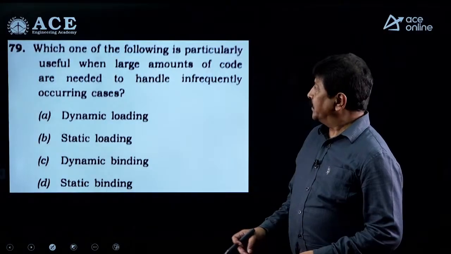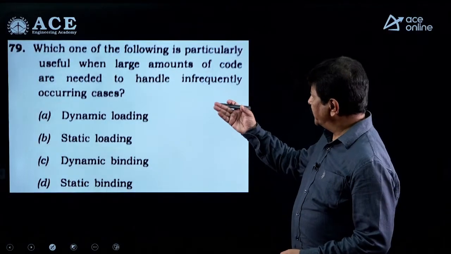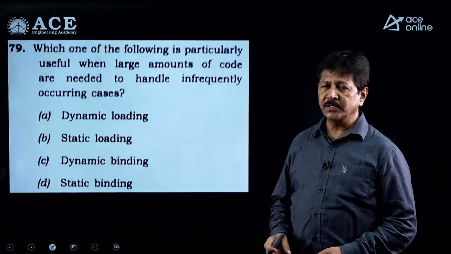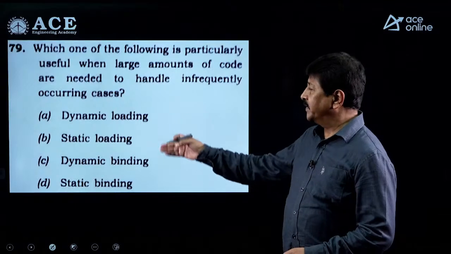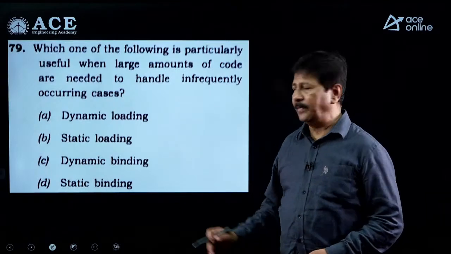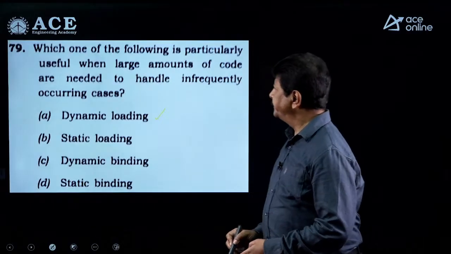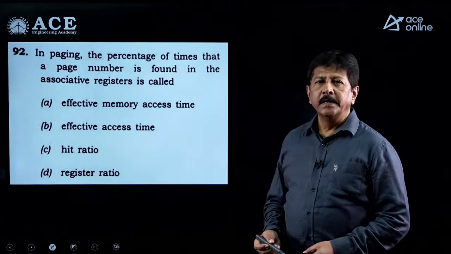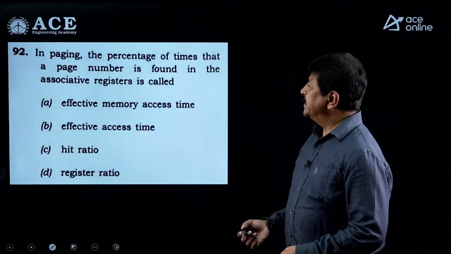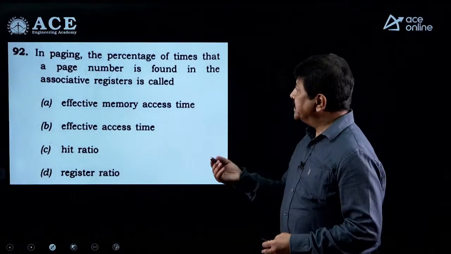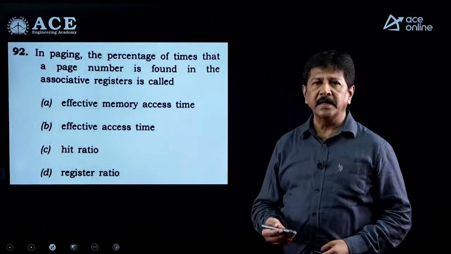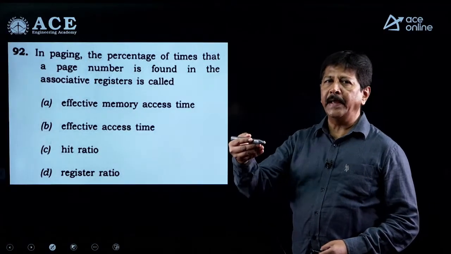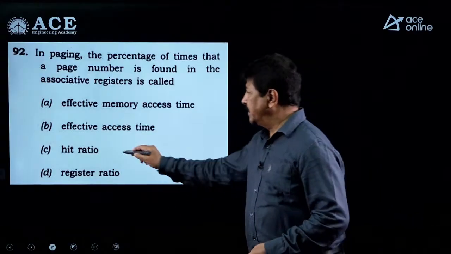If you see the 79th question, go through the question. He is asking about what type of loading it is going to be called. I think it's easy to answer. Answer is A, that is dynamic loading. Well, in paging, he is asking how many times we are going to find the page number, and that's nothing but the hit ratio: number of times page found divided by total number of attempts. So that's none other than hit ratio.